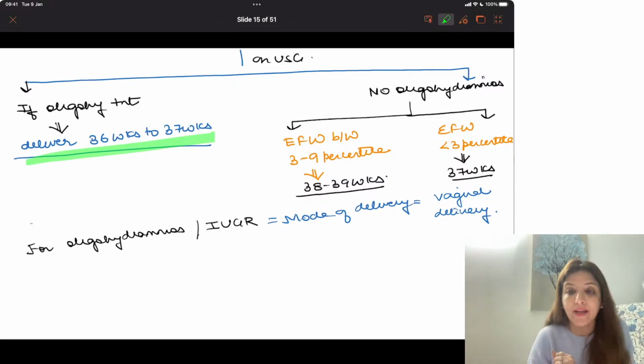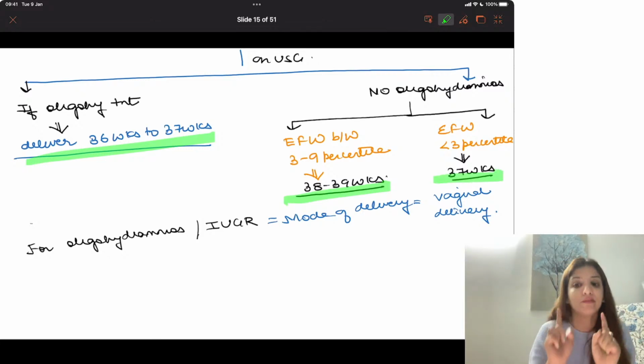If there is no oligohydramnios, then it depends upon the estimated fetal weight. If the estimated fetal weight is between 3 to 9 percentile, you are going to deliver your patient between 38 to 39 weeks. And if the estimated fetal weight is less than 3 percentile, you are going to deliver your patient at 37 weeks. This is very important for the upcoming INICET exam.